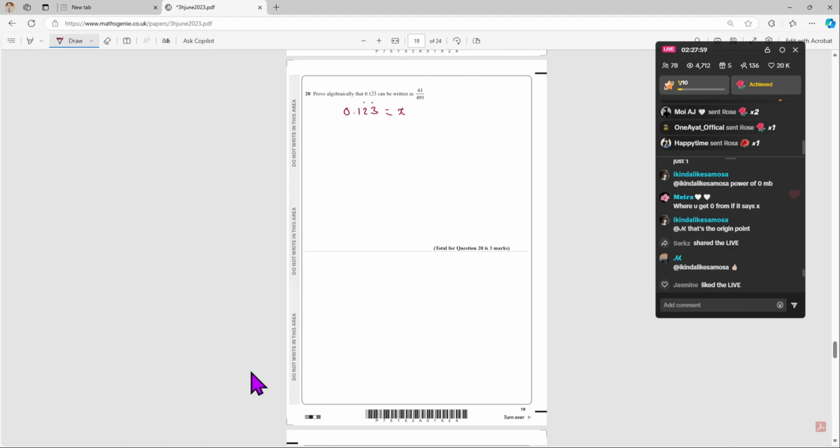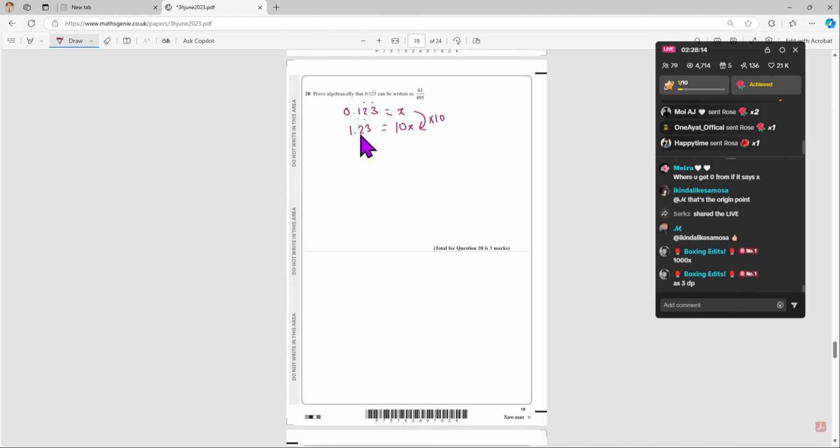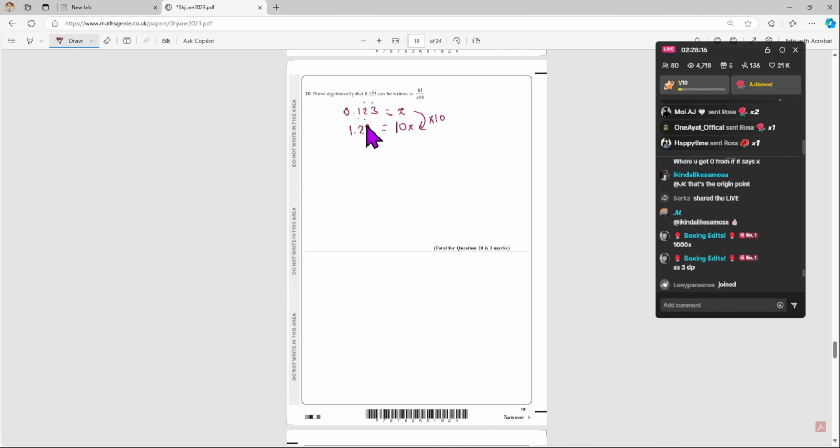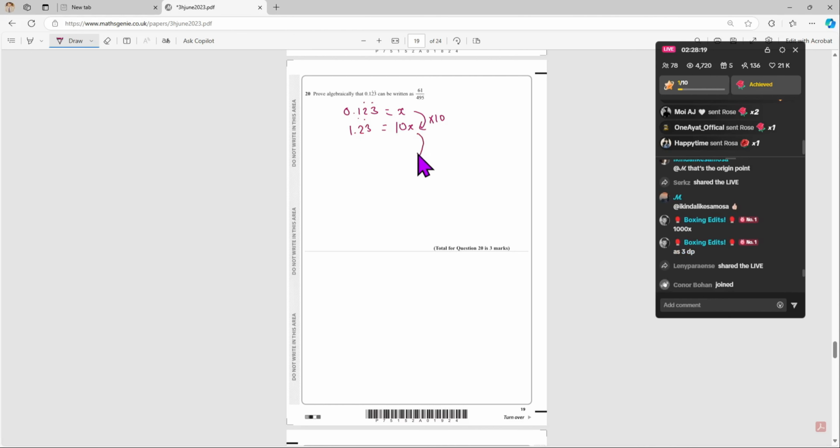Once you've written it as x, then you would write 10x. To get from x to 10x, you multiply by 10, right? And then 10x is going to be 1.23 recurring, okay? Now you've got 10x. You're also going to find 1000x, sorry. To get from 10x to 1000x, you're going to times by 100. So you're going to times this thing by 100 as well.